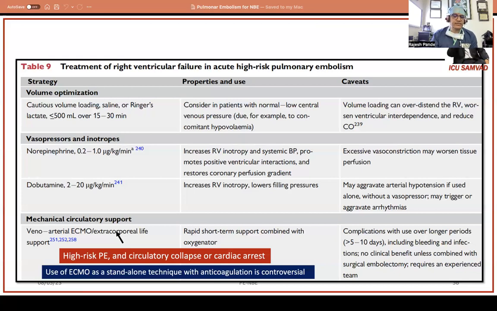Some patients who have arrested or who are extremely sick and unresponsive may require mechanical circulatory support in the form of VA ECMO. Now, high-risk pulmonary embolism, circulatory collapse, or cardiac arrest are usually the patients who may undergo VA ECMO. But VA ECMO as a standalone technique with anticoagulation still remains controversial in pulmonary embolism.